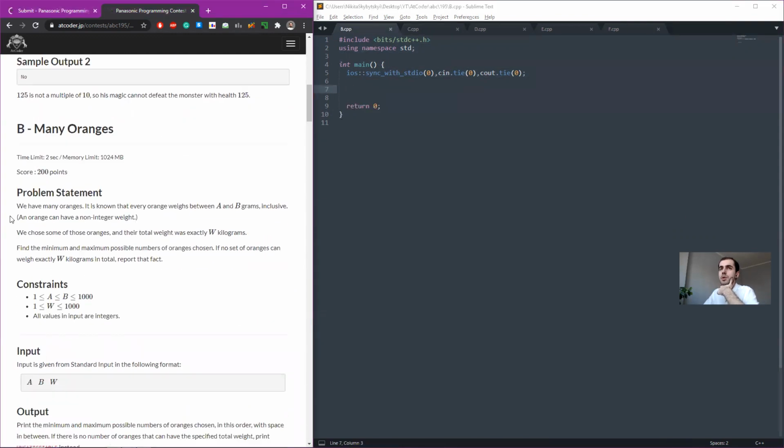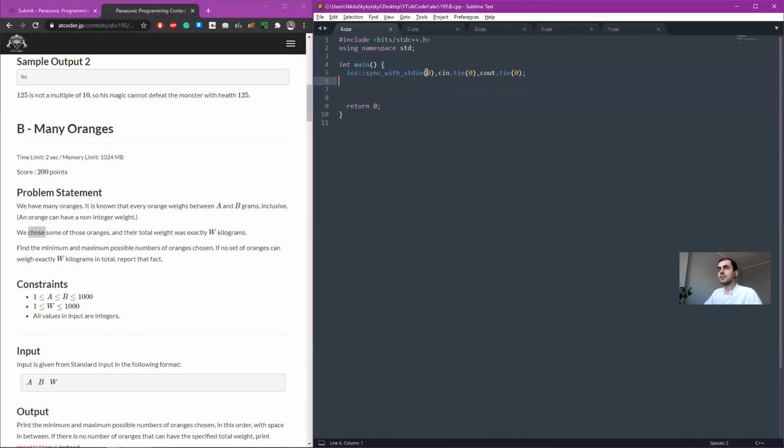Problem B, Many Oranges. We have many oranges. Good for you. I would also like to have many oranges. So it is known that every orange weighs between A and B grams. We choose some of those oranges, and their total weight was exactly K kilograms. Find the minimum and maximum possible number of oranges chosen. What is the input format? A, B, W. All right. Let me see what's the minimum.